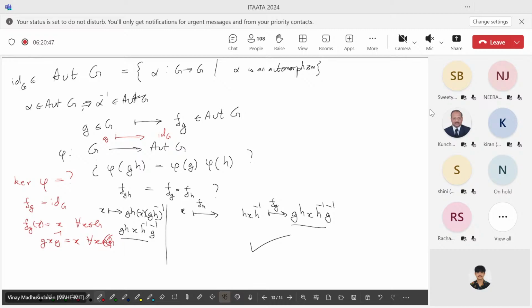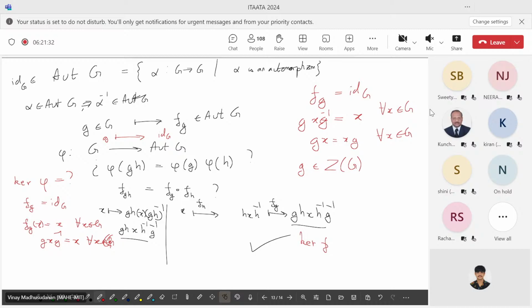Right. So Fg is equal to ID means simply Dx inverse equal to X for all X. That means G is, or another way to write this, Dx equal to Xg. So G is in the center of G, simply defined as the set of all elements that commute with all the elements. These are different ways of writing the same definition. Okay.